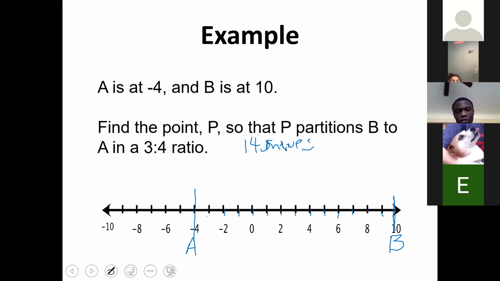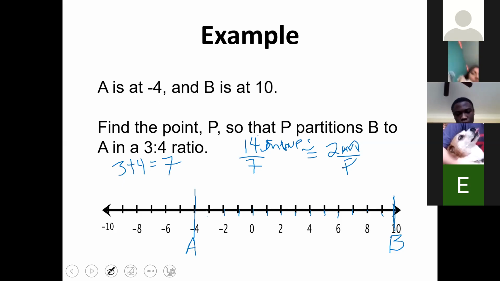I guess that's probably not the best word I can think of. And it's a 3/4 ratio. So that's 3 plus 4, which gives us a total of 7 equal parts, okay? 7 equal parts. So if we divide 14 moves by 7 equal parts, we actually get 2 moves per part.